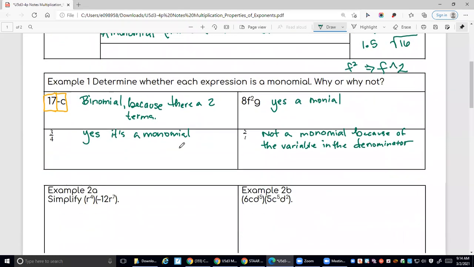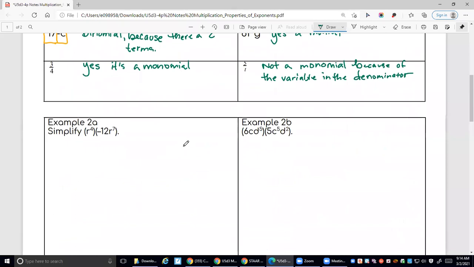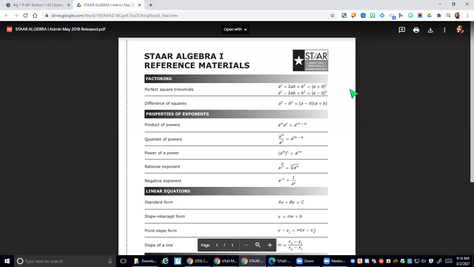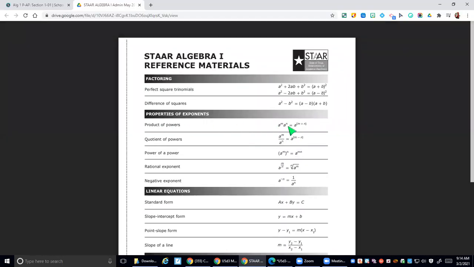Let's move on. All right, example 2a. So this is how you do it, okay? Let's just real quick flip back to that little thing right here. Right here, product of powers. Notice that we have a to the power of m, a to the power of n. And what do we do with our exponents when they're like that? We add them.